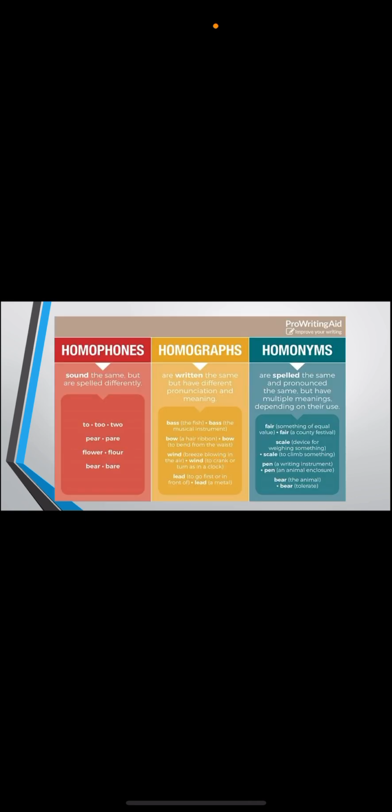The term homonym or hyponym can be used as an umbrella term for both homophones and homographs. Under this hyponym, these two words come, that is homophones and homographs. Look at the example. Homophones sound the same but are spelled differently. Two: the first one is TO, the second one is TOO, the third one is TWO. The three words are pronounced the same, but look at the meaning of each. Different meaning, but the pronunciation is the same.